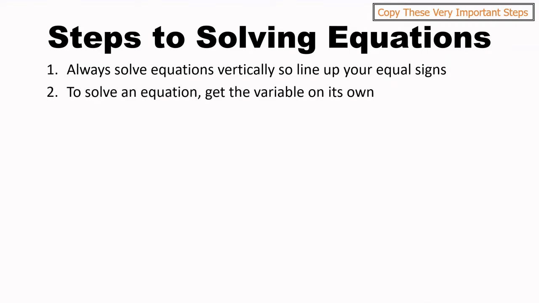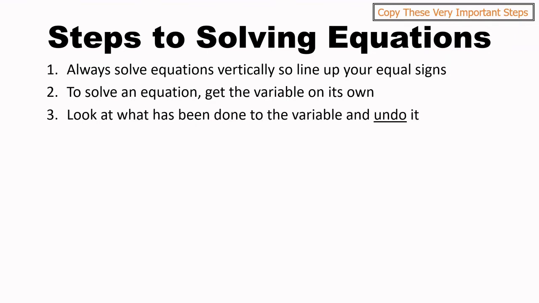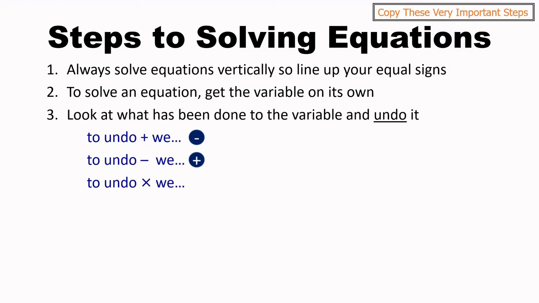Next, we're going to solve the equation to get the variable on its own. Look at what's been done to the variable so that we can undo that. To undo an addition, we need to subtract. To undo a subtraction, we need to add. To undo a multiplication, we need to divide. And to undo a division, we need to multiply.